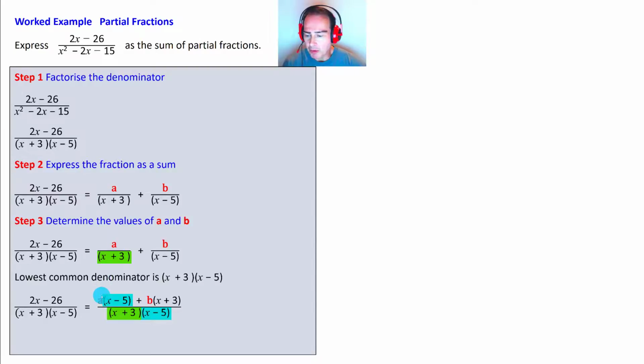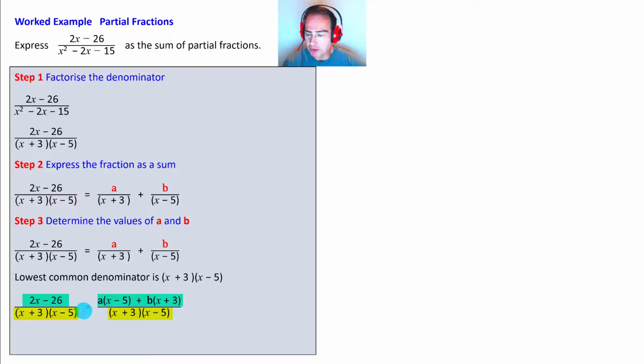We have to multiply the top, a, by x minus 5. Likewise, in order for the x minus 5 down here to become x plus 3 times x minus 5, we had to multiply it by the x plus 3. So we must do the same to the top, that is to the b. So it becomes b times x plus 3. Now this expression is equivalent to these two parts, but the purpose for doing this is that now we've got both fractions on the same common denominator, then the numerators must be equal.